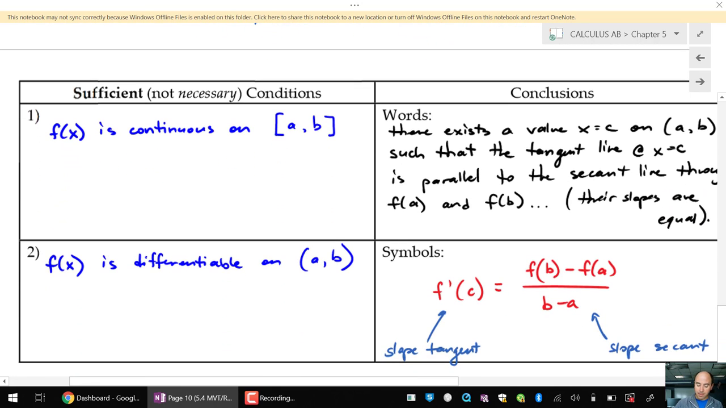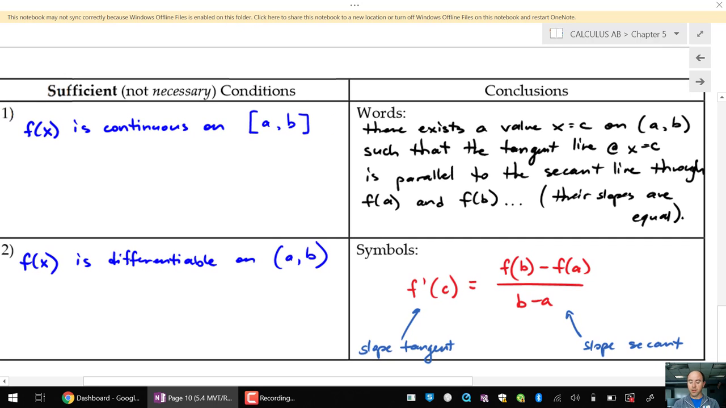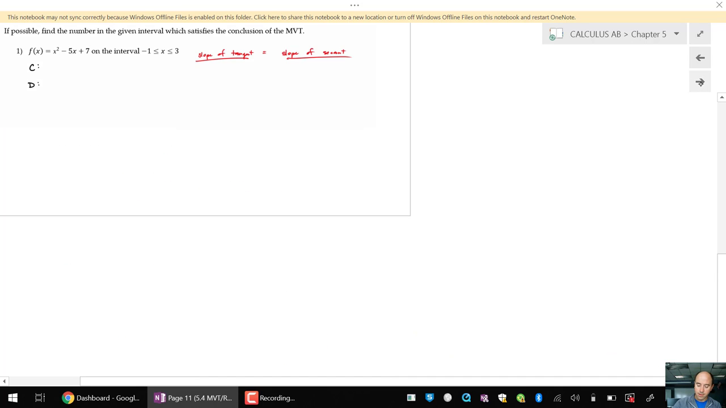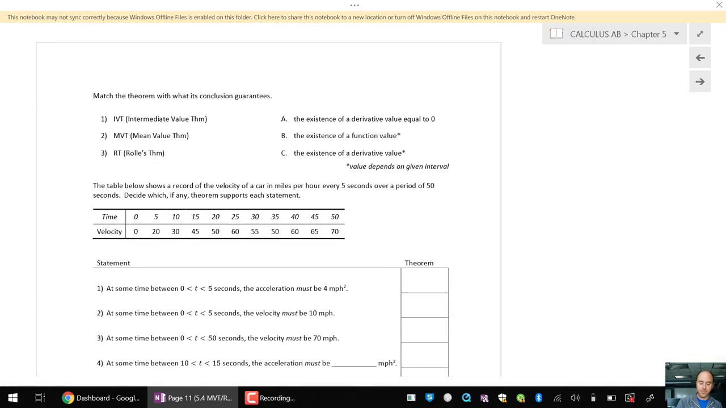So to kind of wrap this up here, I've got the conditions on the left. Continuous, f must be continuous, f must be differentiable. Notice the difference between the closed interval for continuity and then the open interval for differentiability. And then in words and symbols, you can see the conclusion for the mean value theorem. So how does this look, and how might this appear in some kind of problem or homework question, maybe a test question? So on the next slide over here, let me walk you through a couple examples.